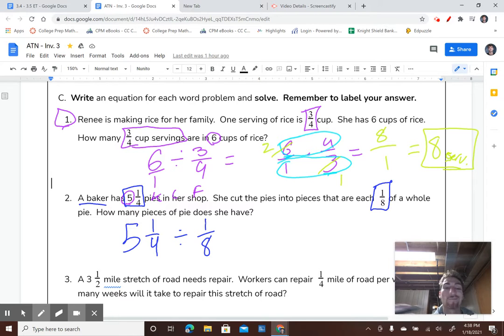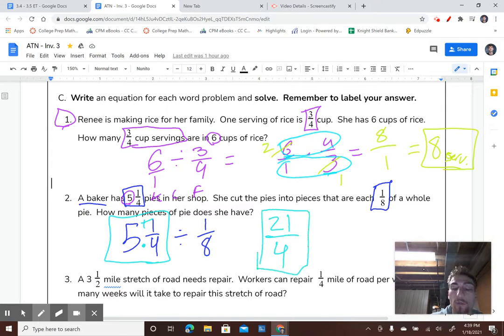And so here I'm thinking, what am I going to do with this 5 1/4 of the pies? Well, I can change this mixed number into an improper fraction. And I can do that by multiplying 5 by my denominator, so 5 times 4 to give me 20, and then I can add that 1 on top. And so this is going to turn into 21 over 4. All right, so one more time, 5 1/4 is the same thing as 21 over 4. It's just going to make it easier for us to multiply.